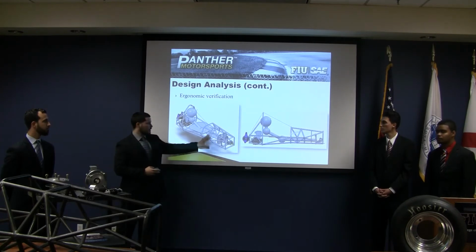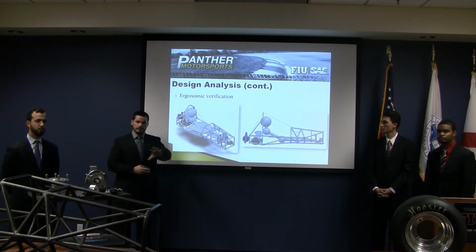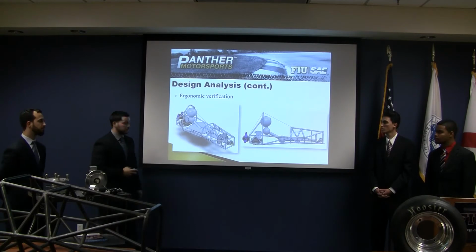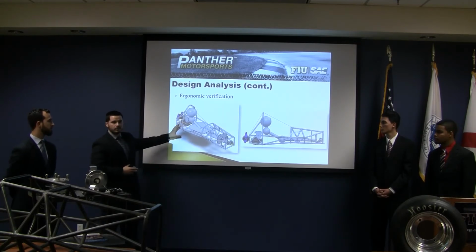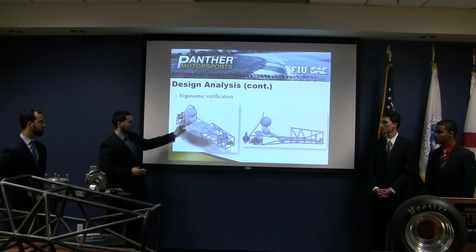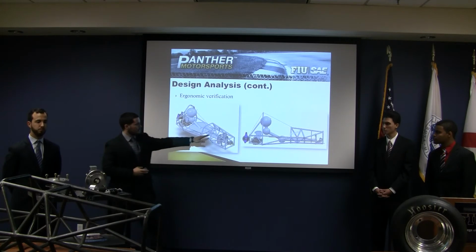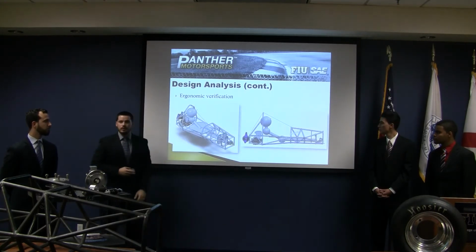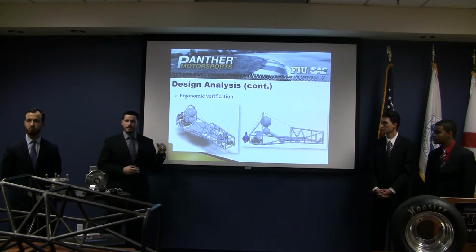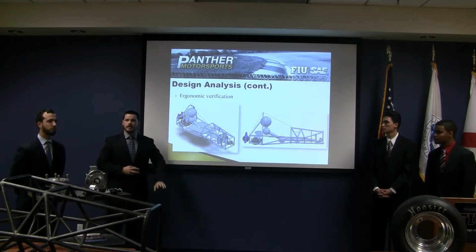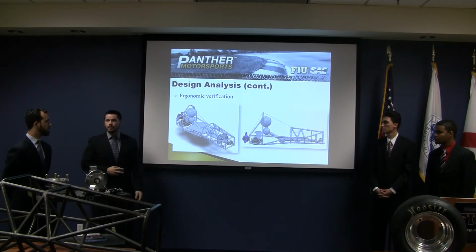If this plate comes in contact with anything in the front portion of the car, you do not qualify for the dynamic events. We've also included what the FSAE rules depict as the 95th percentile male. We've placed them in our chassis, and these lines would represent the ground in case of a rollover scenario, and the driver's helmet must be a minimum of 2 inches away from either of these lines at any point, at any time. Otherwise, you will not qualify for the dynamic portion of the competition.